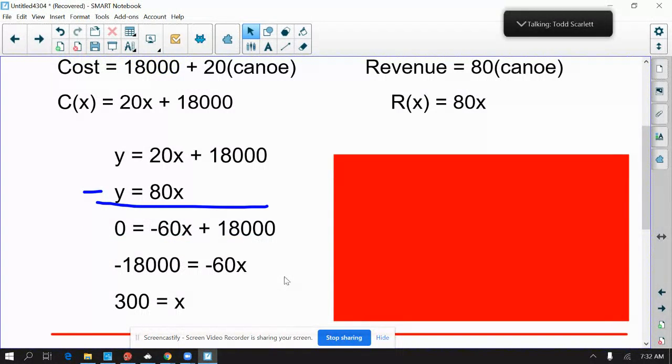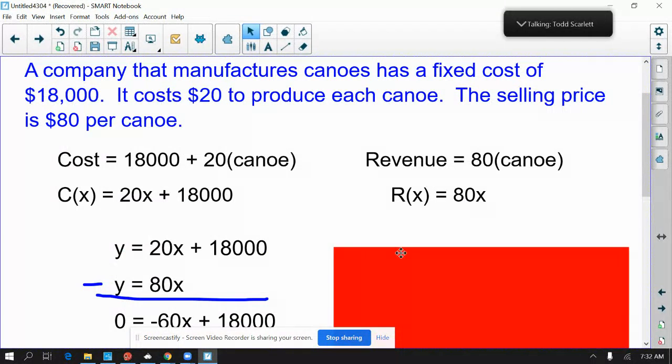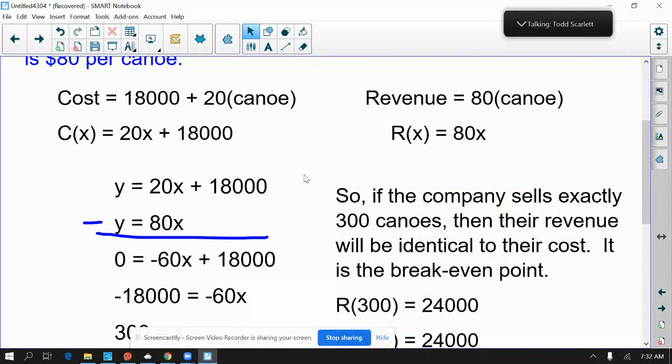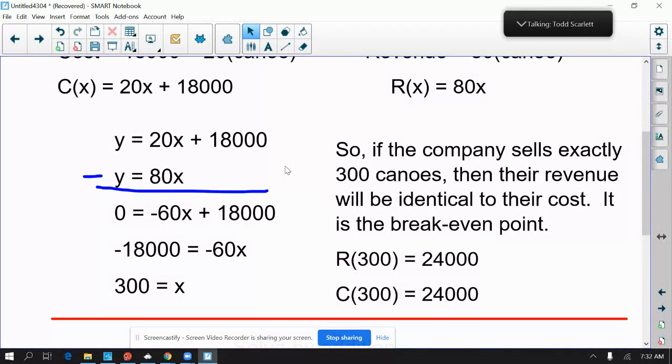So x equals 300 is the magic number that will give you a particular cost and a particular revenue, but they'll be the same. When this company makes and sells 300 canoes, all the money that it costs them to make that amount, plus all the money that they get from selling that amount, will be the same. So that's like their magic number. That's their break-even point. So if the company makes 300 canoes, week in and week out, they're not really making any profit. They're just barely surviving. So they want to make at least 300 so they can make more money.